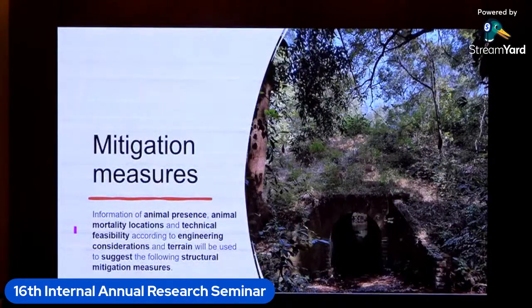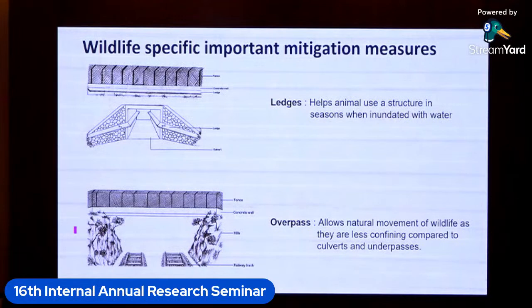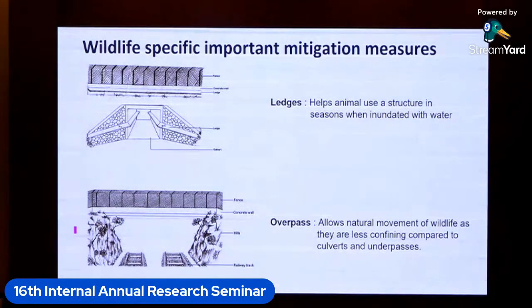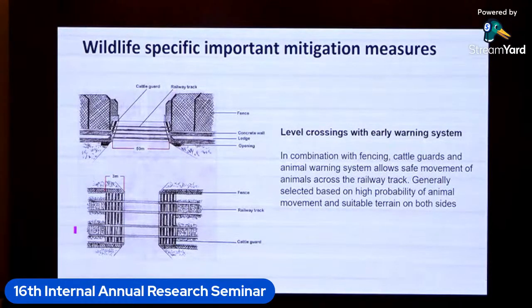So, with all this data, we can further suggest mitigation measures that will be required, specific to the region. Certain measures like fencing, bridges, and measures in the culverts, which block the movement of animals especially in the monsoon, will be implemented throughout the region, whereas certain specific mitigation like overpasses, underpasses, and level crossings will be suggested in the priority stretches.